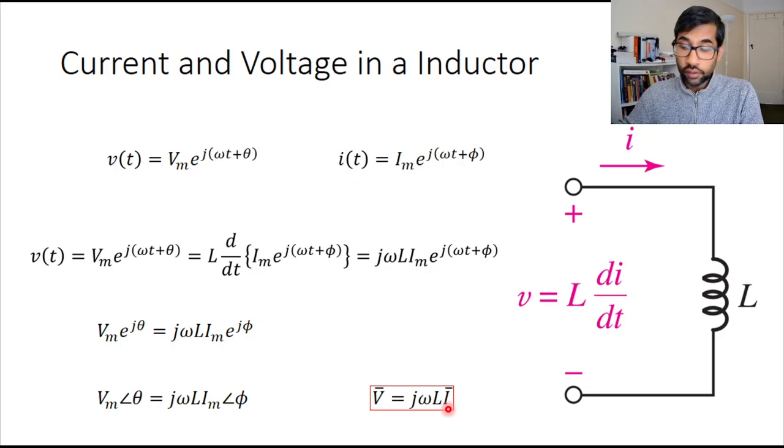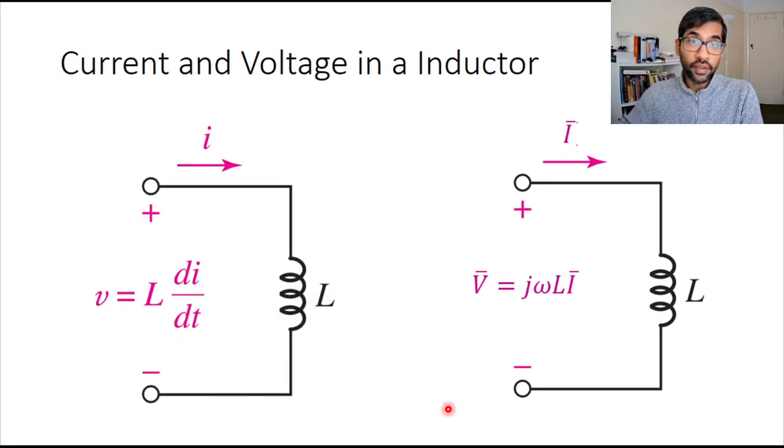Okay, so let me summarize. In the time domain, the relationship between the voltage and the current is given by V equals L di over dt. But in the phasor domain, which is also the frequency domain, but let's not go there, the phasor voltage is given as j omega L I, where I and V are phasors.